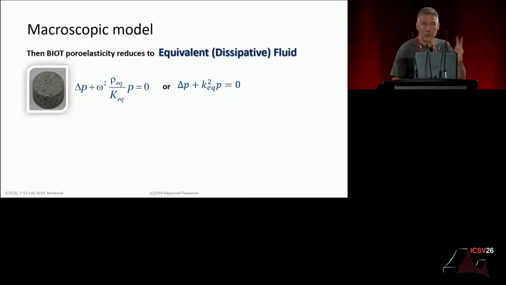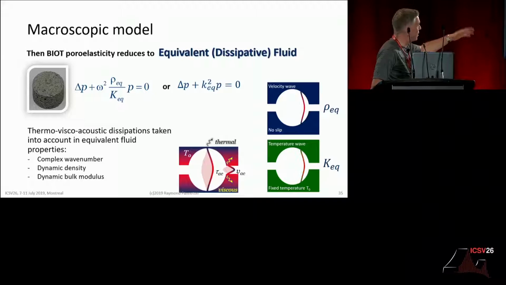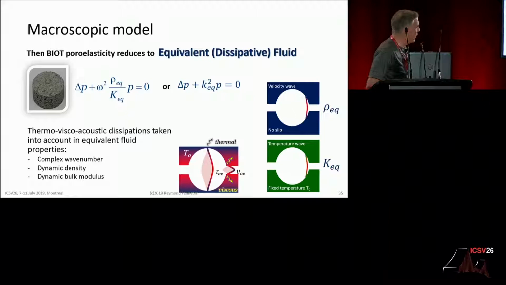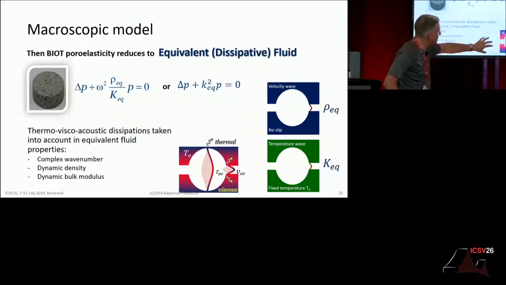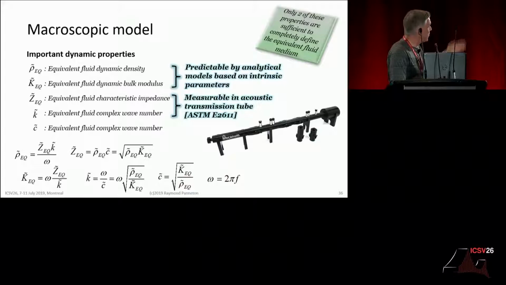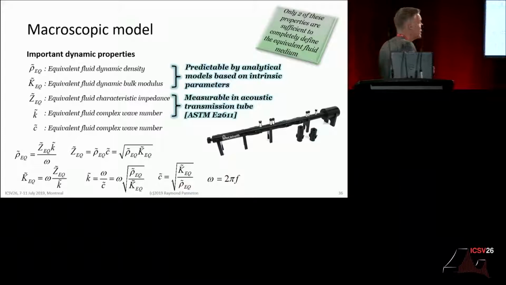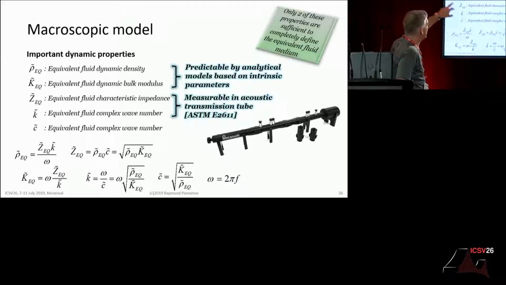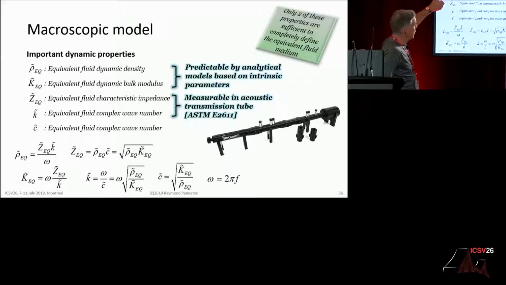Whether we use the complex wave number and characteristic impedance, or the dynamic density and dynamic bulk modulus, these properties take into account all this dissipation effect from viscous to thermal dissipation of the acoustical waves. So these properties, okay, are the important properties. In fact, we need two properties to characterize the porous medium, okay? The rigid frame porous medium, what we call the equivalent fluid density, the equivalent fluid dynamic bulk modulus.